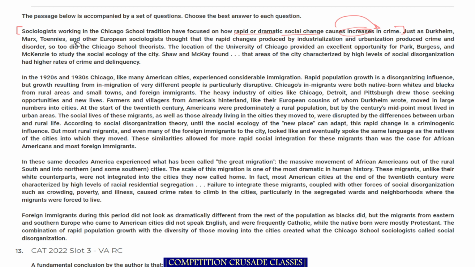Just as Durkheim, Marx, Tönnies and other European sociologists thought that the rapid changes produced by industrialization and urbanization produced crime and disorder, so did the Chicago school theorists. The location of the University of Chicago provided an excellent opportunity for Park, Burgess and McKenzie to study the social ecology of the city. Shaw and McKay found that areas of the city characterized by high levels of social disorganization had higher rates of crime and delinquency. Now, even if you do not know the meaning of the word delinquency, you can still move ahead. You don't really need to pay too much attention.